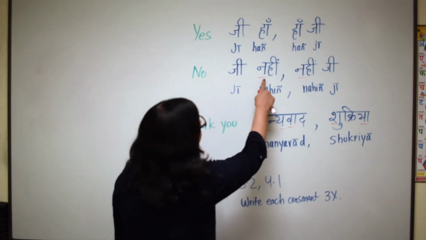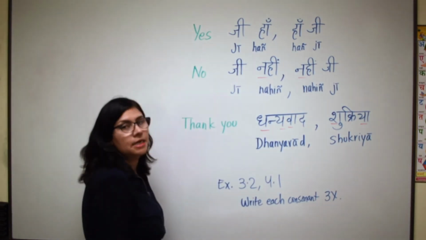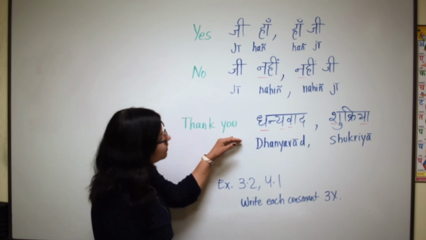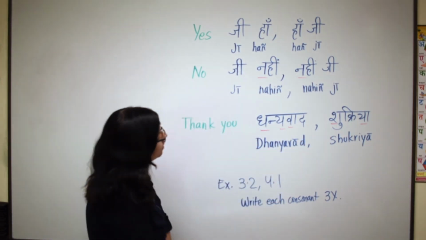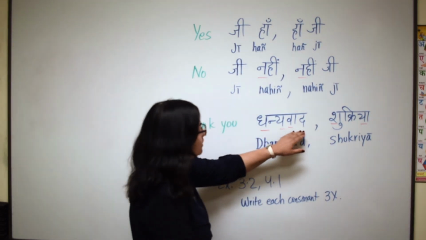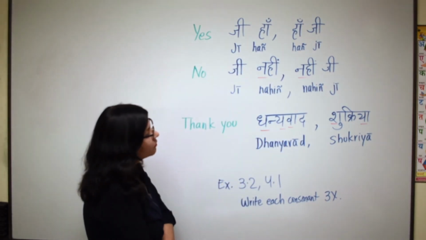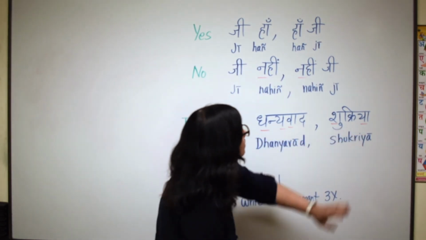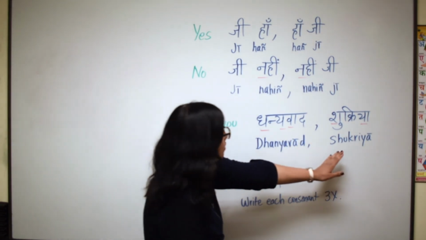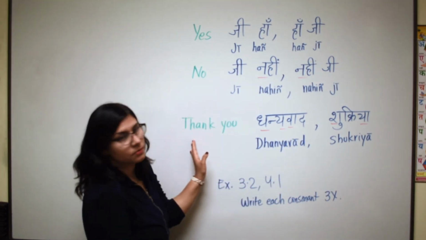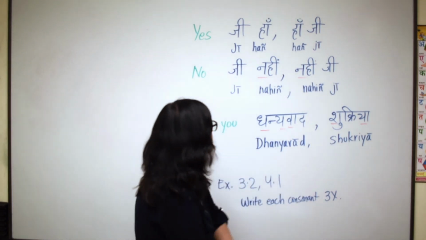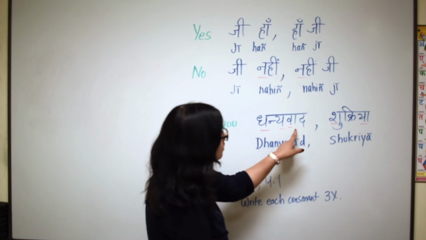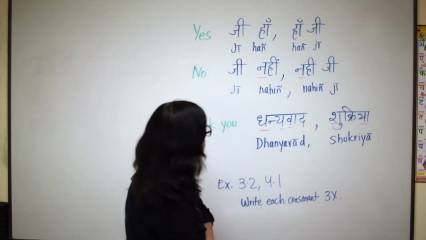And notice the N that we covered today, N, okay, from the consonants. And thank you, we have two ways of saying thank you. One is dhanyavad, okay, so that's from Hindi, okay, dhanyavad. And then shukriya is from Urdu. Both mean thank you. Okay, so you can use either one of those. And we covered dha, ya, and va, and sh today. So those letters are in there.